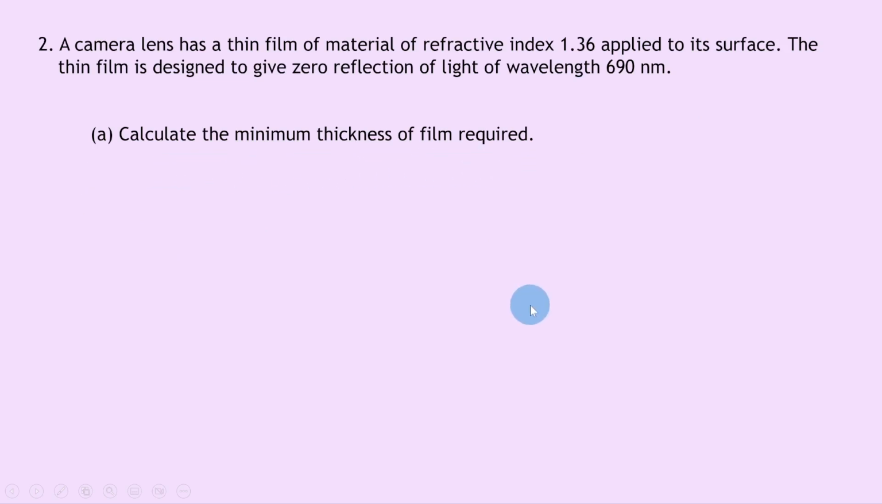So writing down what we know from the question, we're trying to find the thickness d. We know the wavelength lambda is 690 nanometers, which we need to rewrite in meters as 690 times 10 to the minus 9 meters. And lastly we have refractive index n, which is 1.36 for the coating.